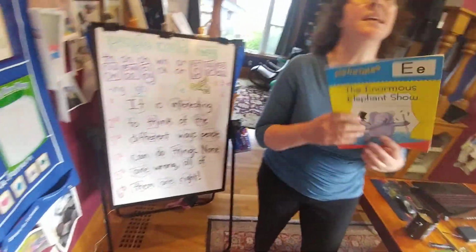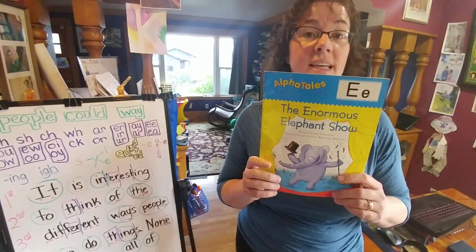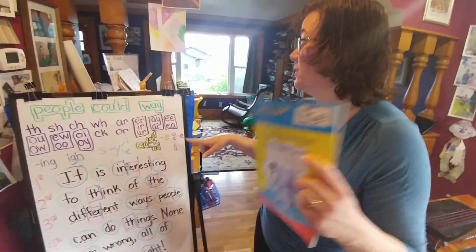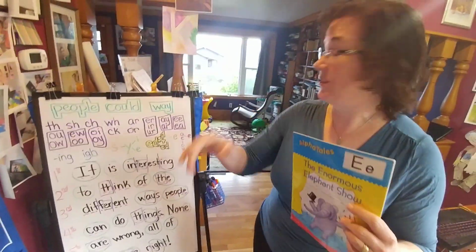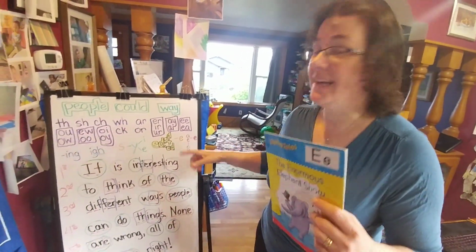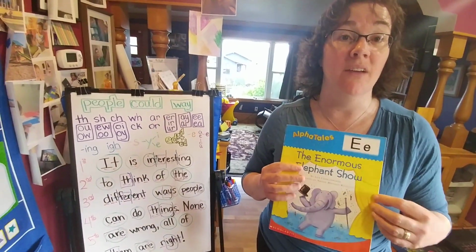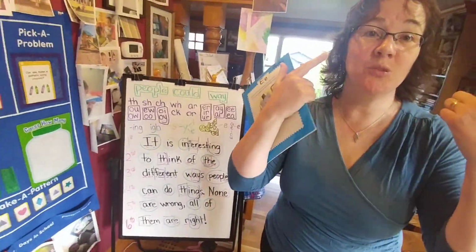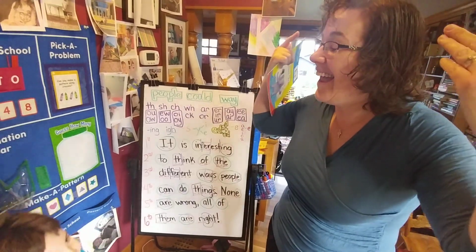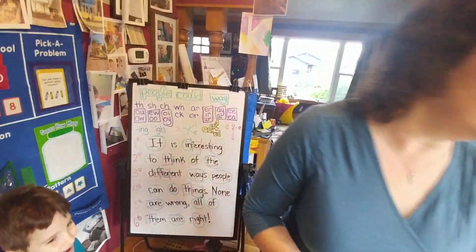Our letter of the week is E. E is my smiling vowel. It's one of our vowels. We have five vowels: A, E, I, O, U. And E is my smiling vowel because when you make the sound that E makes, eh, you smile. Do it with me. Eh, eh. You have to make your mouth smile.